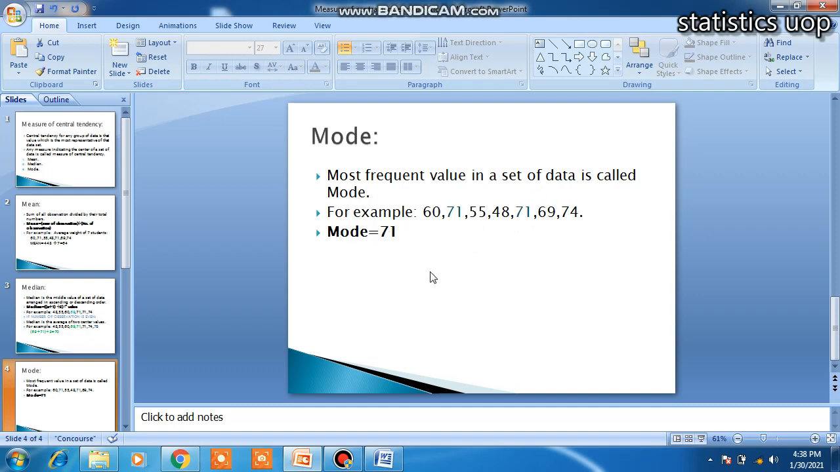Now, if we want to find statistically which one of these 3 is the best measure of central tendency, then students, the best measure of central tendency is mean. That is, mean more than median, more than mode. Why is mean best? It is because it takes into account all observations.